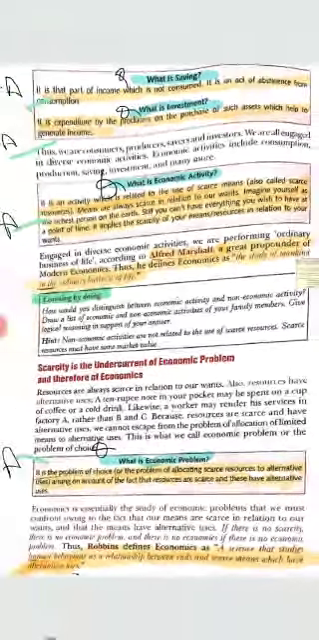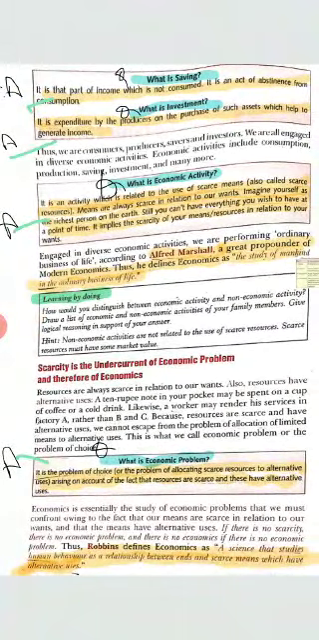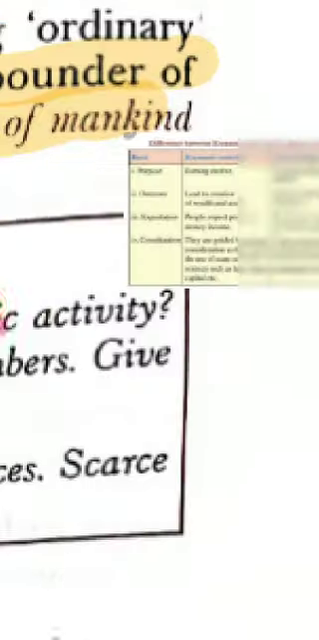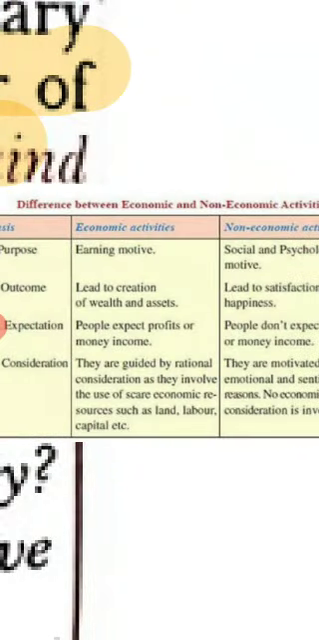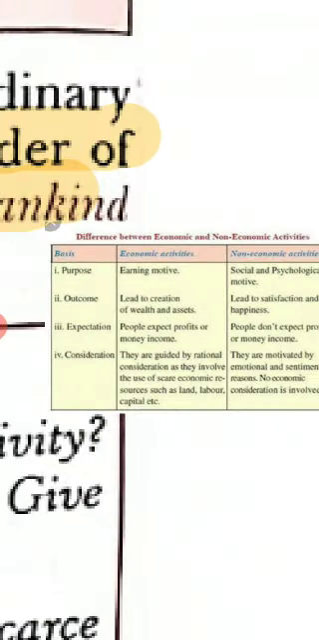Next is the learning by doing activity given. How would you distinguish between economic activity and non-economic activity? Draw a list of economic and non-economic activities of your family members. Give logical reasoning in support of your answer. So let's first start with the difference between economic and non-economic activities.